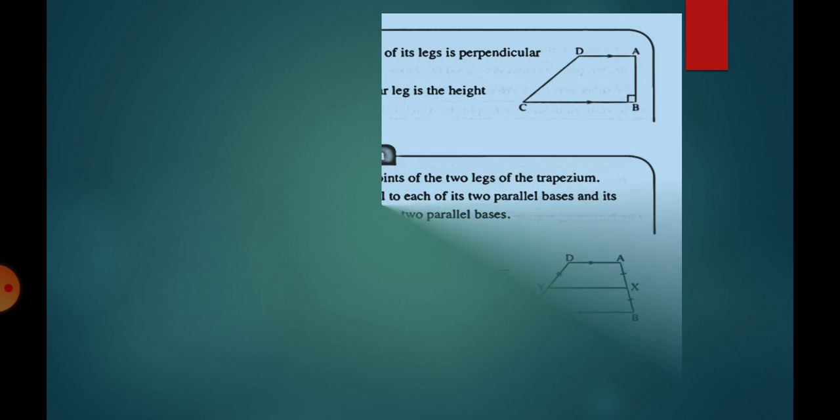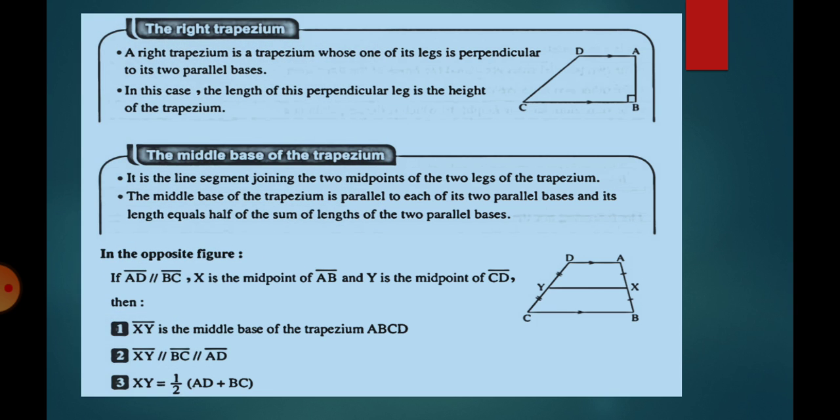What about the area of the trapezium? Before we find the area, the right trapezium means AD is perpendicular to BC, or measure of angle B equals 90, then measure of angle A equals 90 degrees. The bases AD and BC are called the two parallel bases. What about X and Y? If X is the midpoint of AB and Y is the midpoint of DC, then XY is called the middle base.